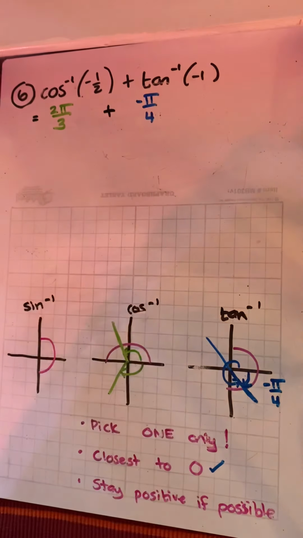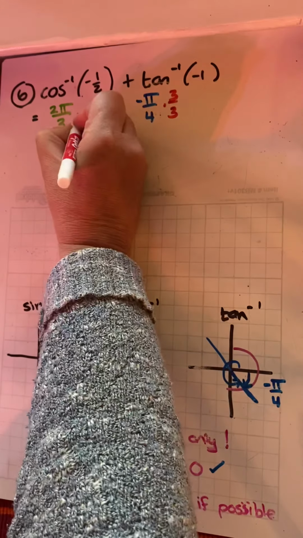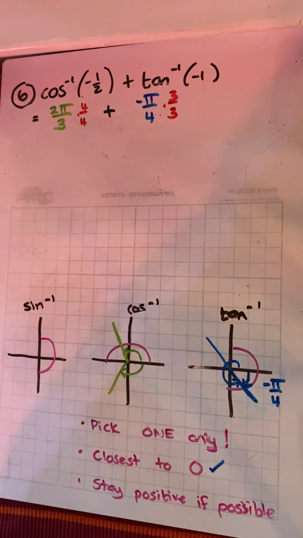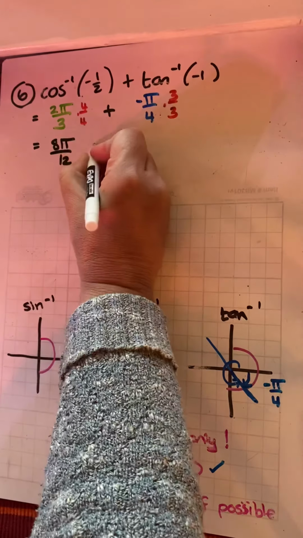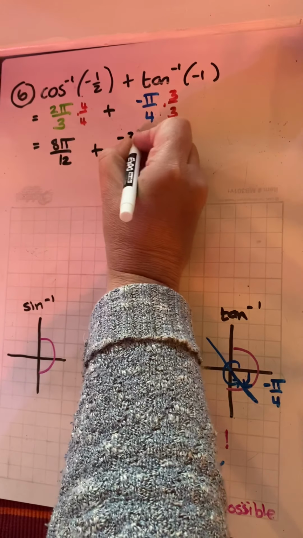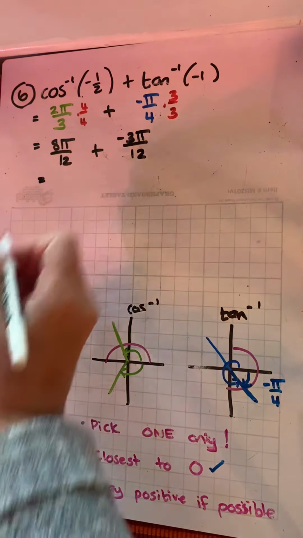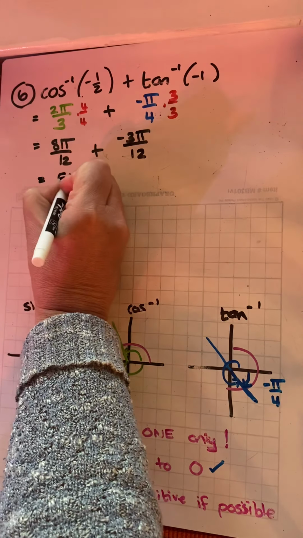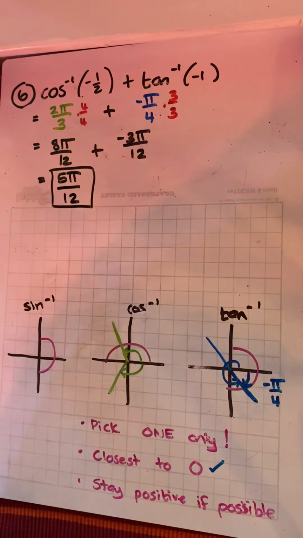Once we've evaluated those inverses, now it's time to actually add them together. They're fractions, so you're going to need a common denominator. I'm going to multiply the first one by 4 over 4, the second one by 3 over 3, and that's going to give me 8 pi over 12 plus -3 pi over 12. If we add those together, you're going to get 5 pi over 12, which is your final answer.